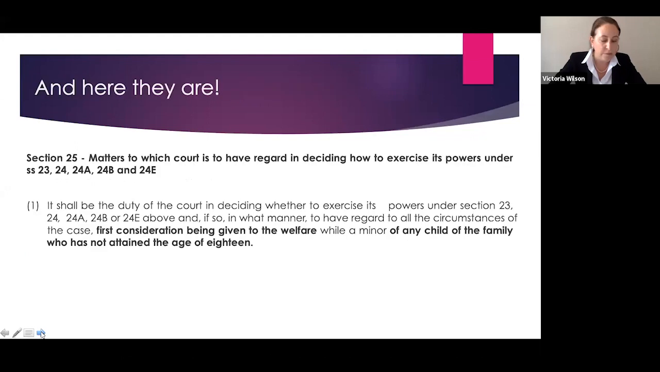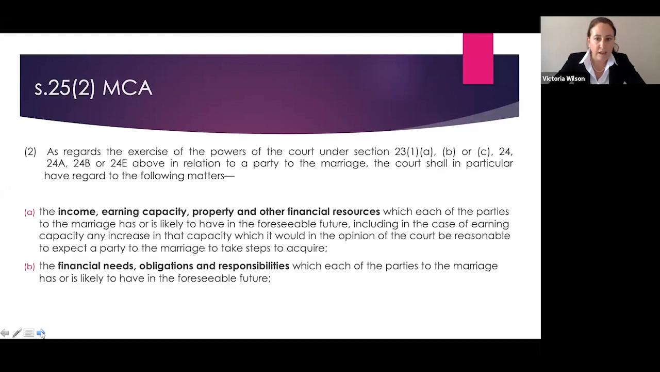If we can go please to the next slide, Jo. The first, subsection 1, tells us that first consideration is given to the welfare of any child of the family who's not attained the age of 18. That's my emphasis there. So in any financial remedy case, your starting point is looking at whether or not the child has attained the age of 18, and that's a first consideration there.